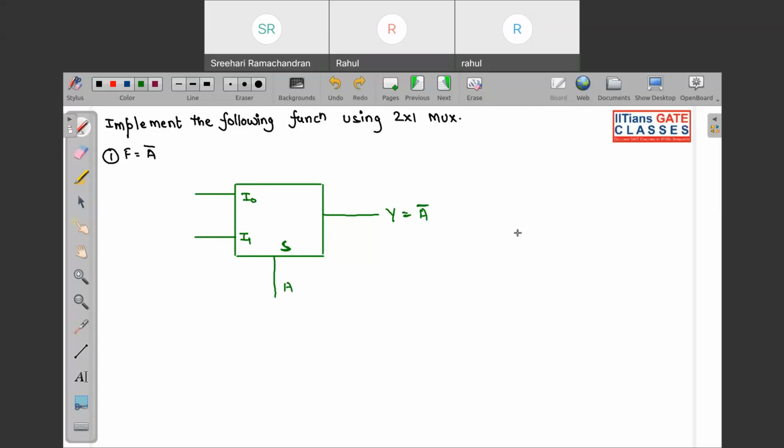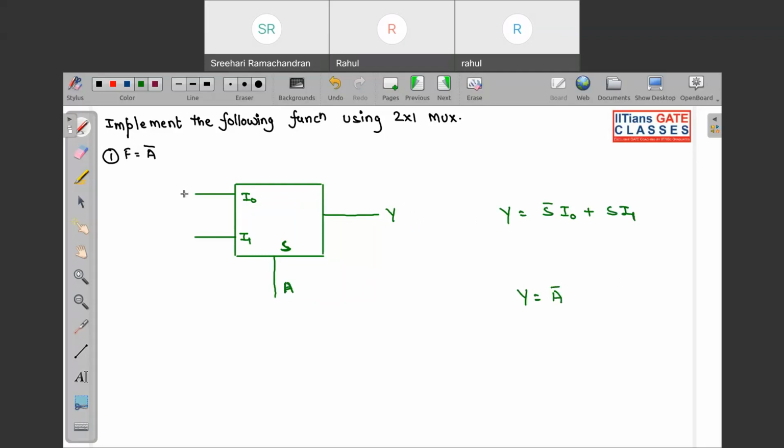See, if we don't know how to solve this, first write the generalized expression. So y can be written as y is equal to S complement I0 plus S I1. Now what do we require? We require y is equal to A complement. So you can see over here A is already given.